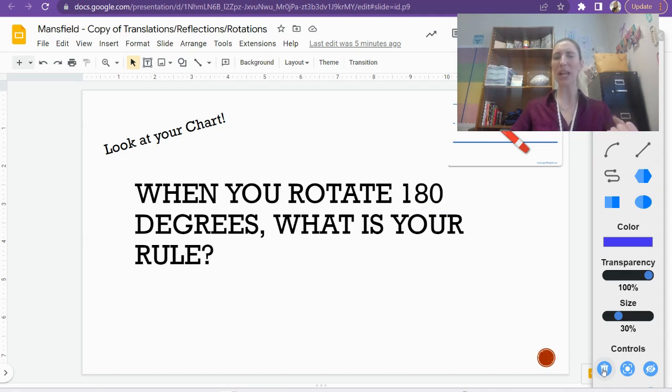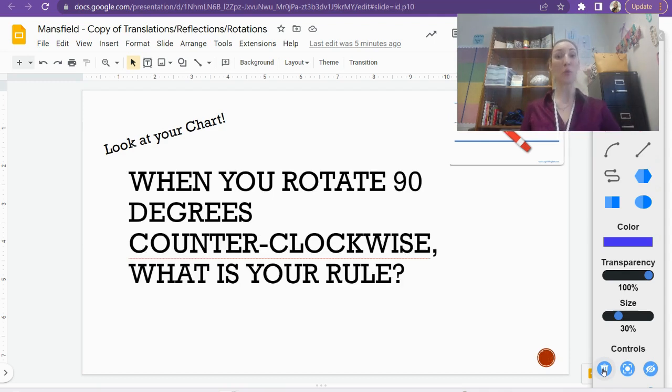One last one of those. Here we go. When you rotate 90 degrees, okay, 90 again, but now we are going counterclockwise. 90 degrees counterclockwise. Look at your chart. Counterclockwise, CCW, 90. What do you have? Hopefully you have negative y, positive x. Hopefully you know how to find that on your chart.